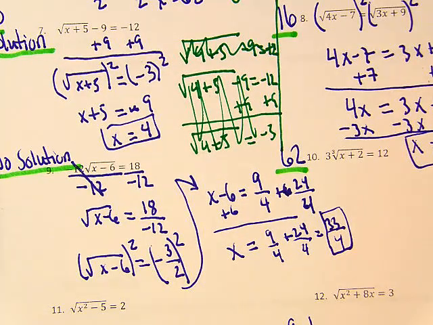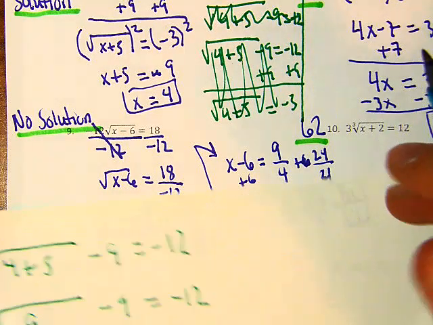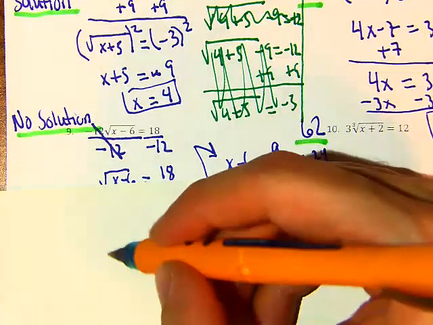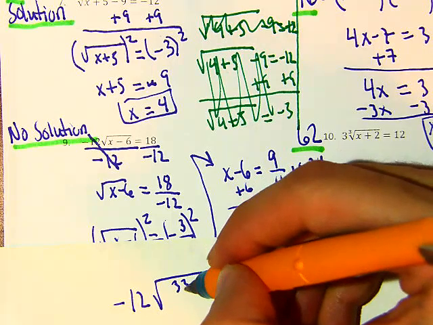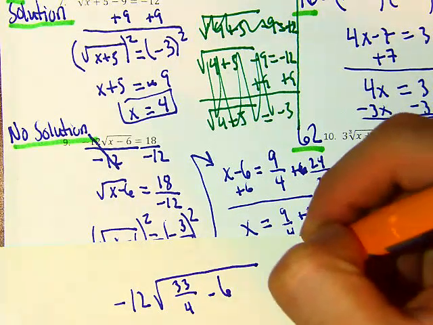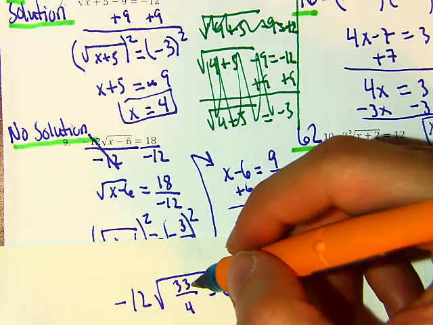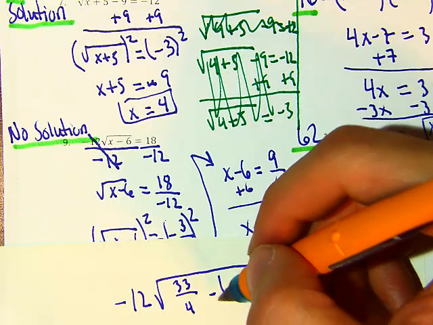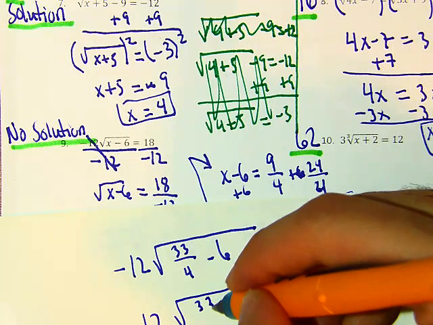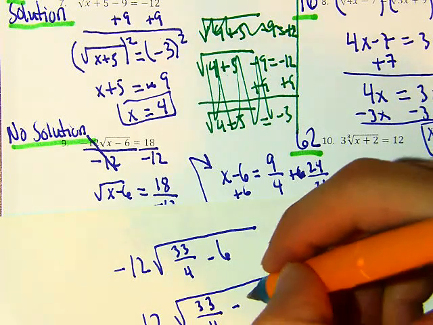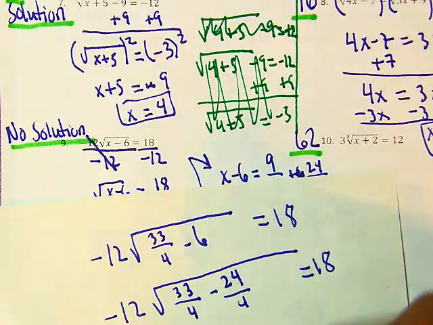But let's just double check. So here, that's what we got. We got x is equal to 33 over 4. Let's plug it into this equation. So if you have negative 12, let's take the square root of 33 over 4 minus 6 is equal to 18. Okay? Now here, square root of 33 over 4 minus 6, that is equal to, alright, this is a really crappy problem. Why would they give you such a bad problem? But you just follow math.